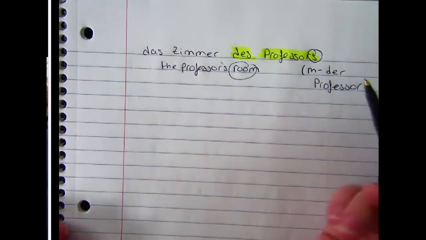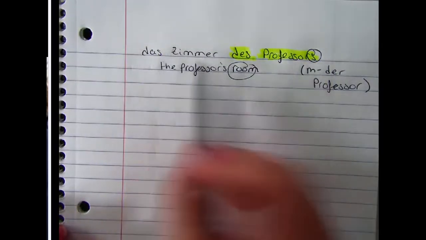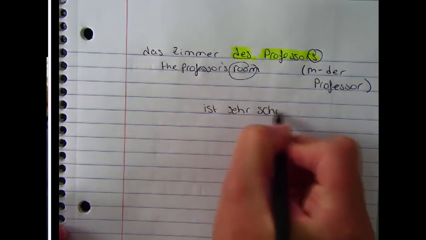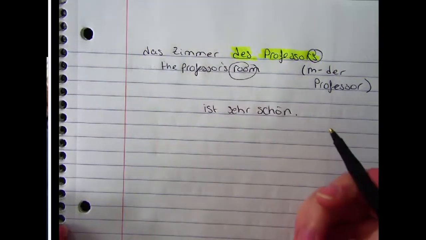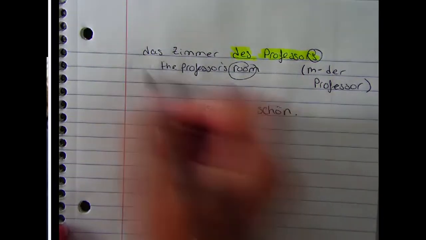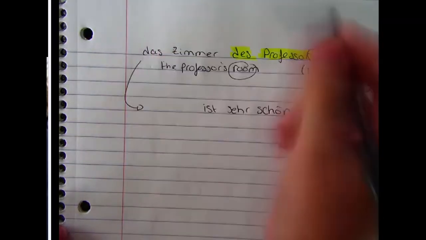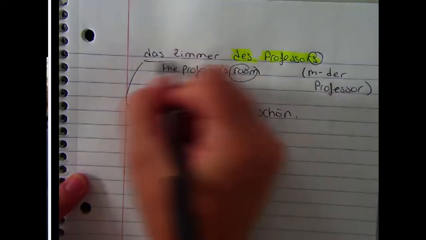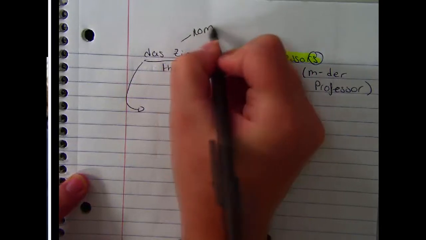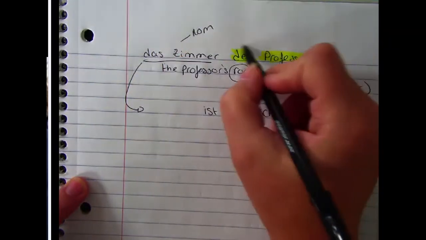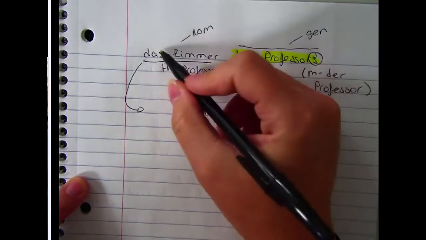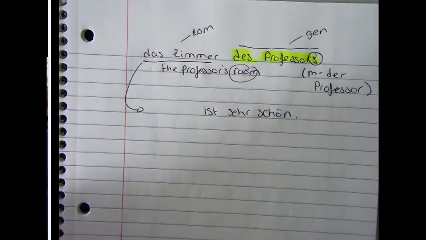And I could, of course, say an entire sentence with this, making this the subject. Das Zimmer des Professors ist sehr schön. Is very beautiful, or is very pretty. Right? So if I move this whole part down, then it would be in its entirety the subject of the sentence, which means this part in the front is a nominative. The modifier is a genitive only because I'm showing who the room belongs to. Okay? Das Zimmer des Professors ist sehr schön.